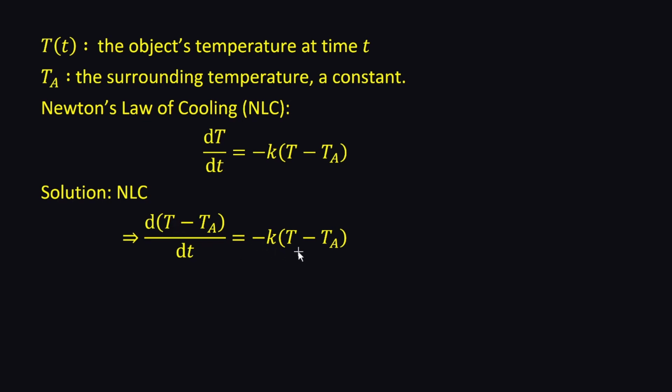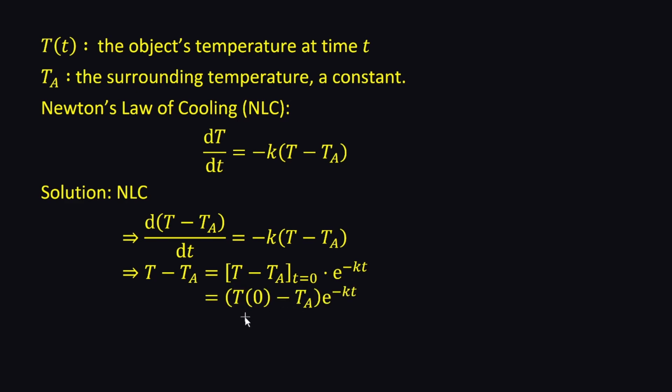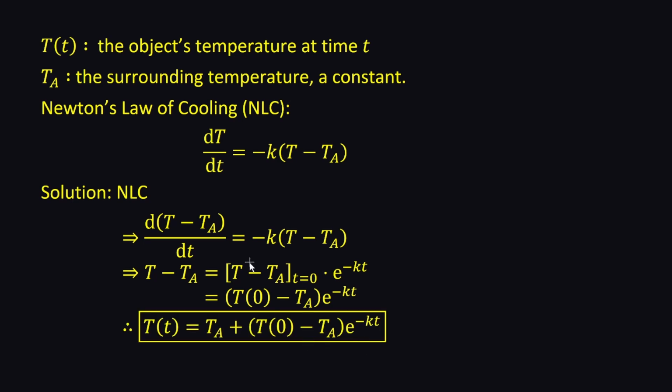It has a well-known solution, namely the exponential function. So we have T minus Ta is T minus Ta when the time is 0 times the exponential decay factor e to the minus kt, which we can rewrite as T0, that is the initial temperature, minus Ta times e to the minus kt. Therefore, the solution to Newton's law of cooling can be written as T of t equals Ta plus (T0 minus Ta) times e to the minus kt. We will apply this result to our own problem.